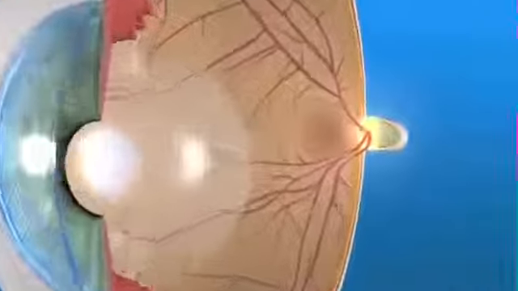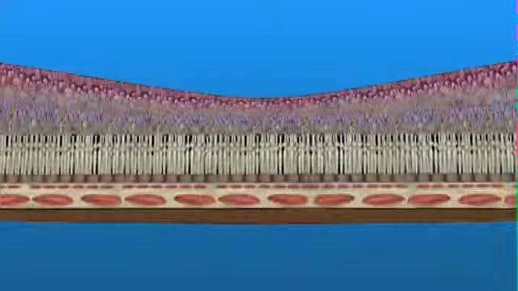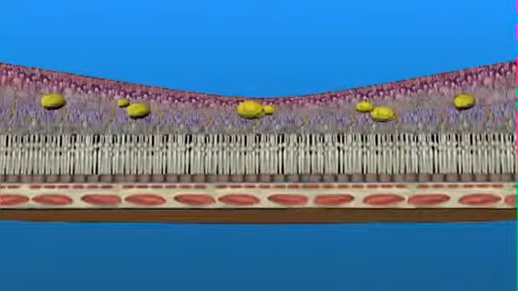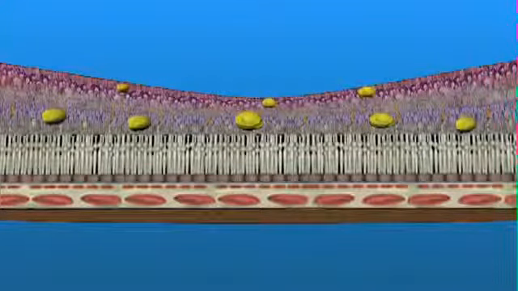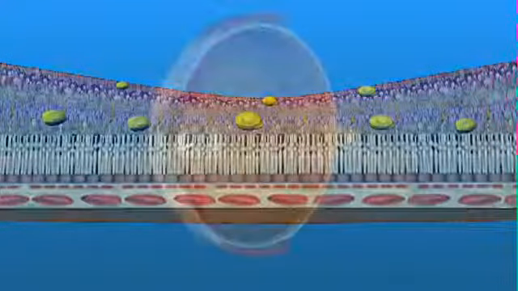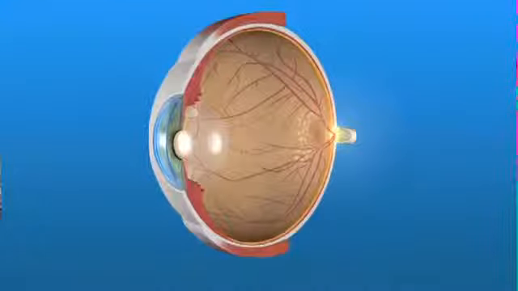With non-proliferative diabetic retinopathy, or NPDR, damaged blood vessels in the retina begin to leak fluids, including small amounts of blood, into the retina. Sometimes deposits of fats may leak inside the retina. These deposits are called hard exudates.